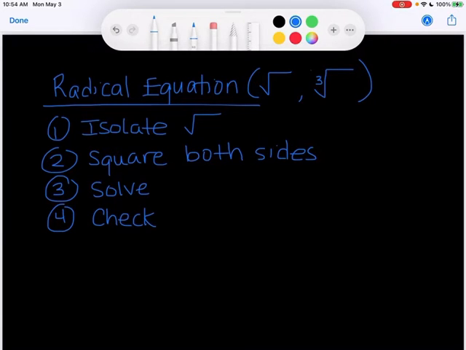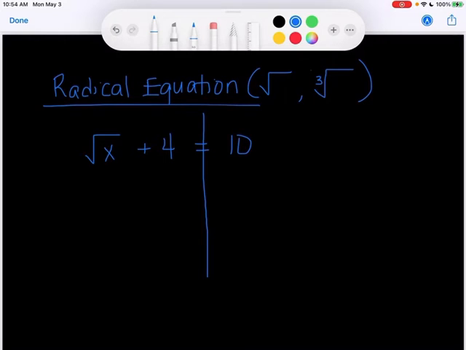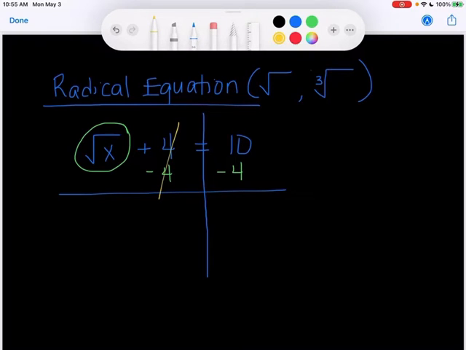So let's go ahead and do an equation. An example would be the square root of x plus 4 equals 10. I'm going to draw my vertical line through my equal sign. Remember, what we do to one side, we need to do to the other. First step says to isolate the square root. Well, that means we need to get this by itself, which means we need to get rid of that 4. To get rid of that 4, I need to subtract it, and we're going to subtract that from both sides. Cancels out over here. We're left with the square root of x on the left-hand side and 6 on the right-hand side. So that radical is by itself now.